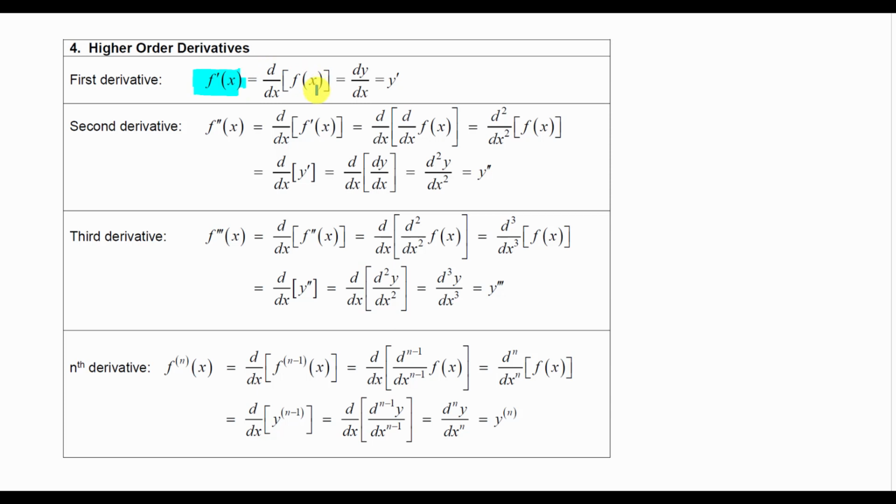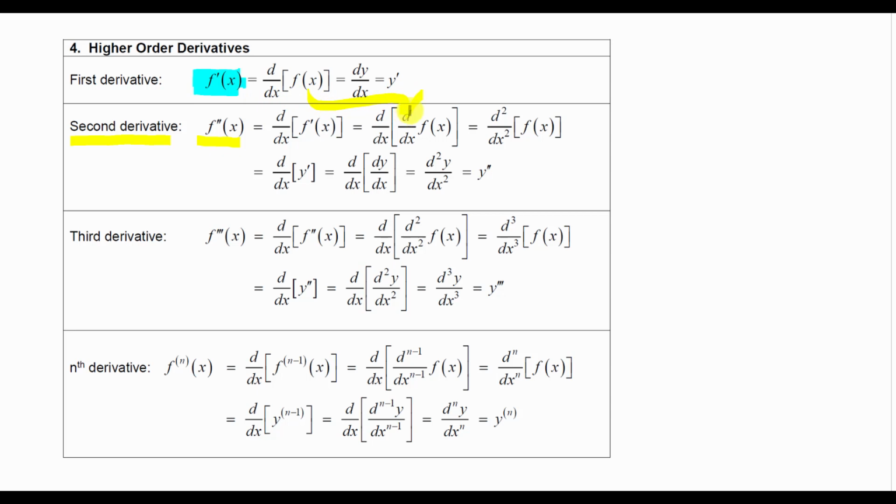We use d f of x with respect to x, or because f of x is equal to y, we could also write dy dx notation, and that's also called y prime. If you take the derivative of f prime of x, now you get the second derivative. And you can use f double prime of x, and that will be the derivative of f prime of x with respect to x, because f prime of x is d f of x with respect to x. If you just substitute f prime of x, that's what you get.